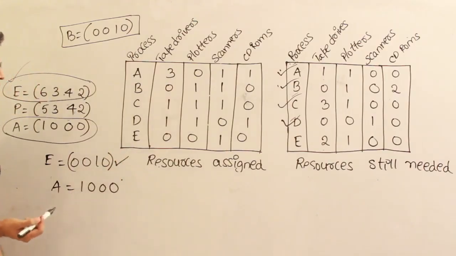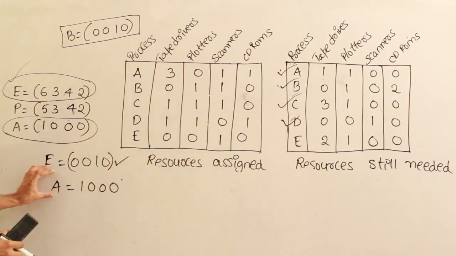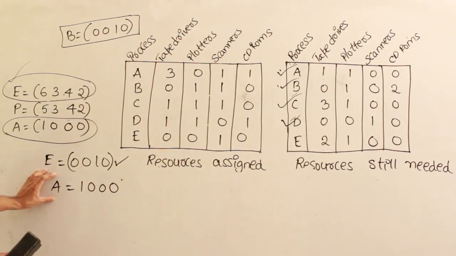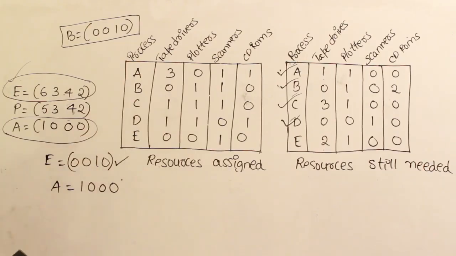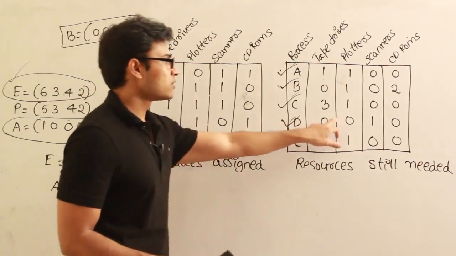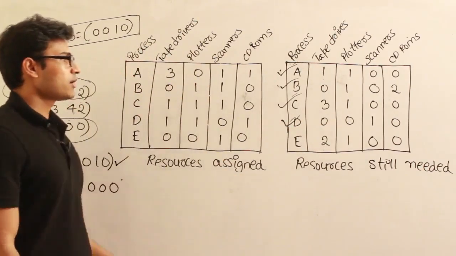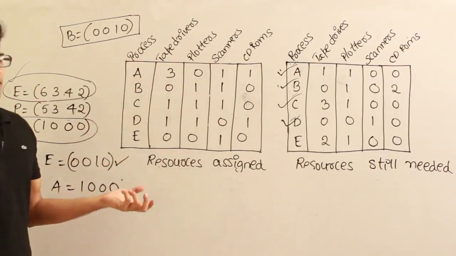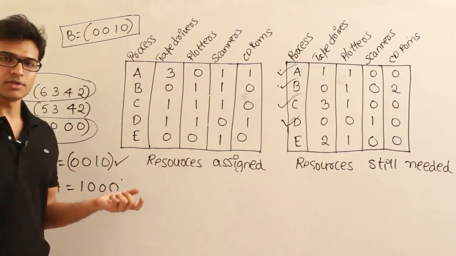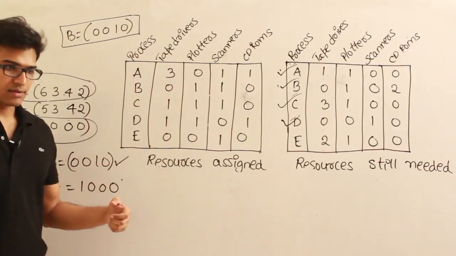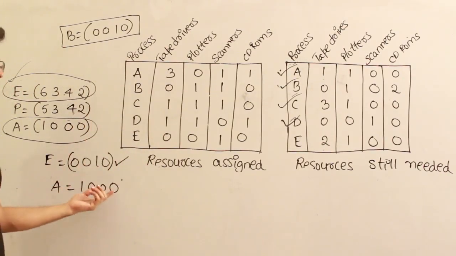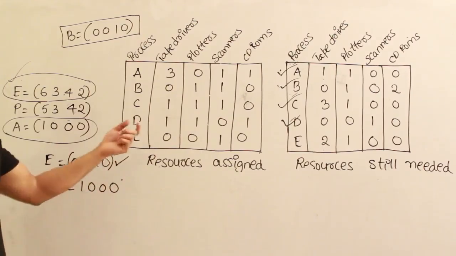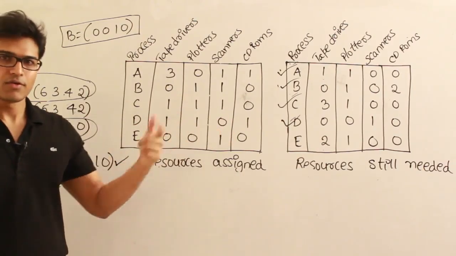And one more thing is, whenever you have some available vector, and the available is not even able to satisfy the least of the needs, what is the minimum of all these? The minimum of all these is D, 0010, right? And if you are not able to satisfy even the minimum of the needs, then definitely there will be a deadlock. Therefore, the necessary condition in order to have no deadlock is that using the current available, you should be able to satisfy at least one process. We have already seen it.